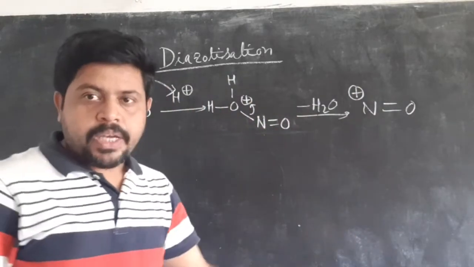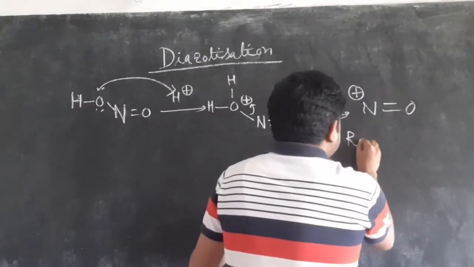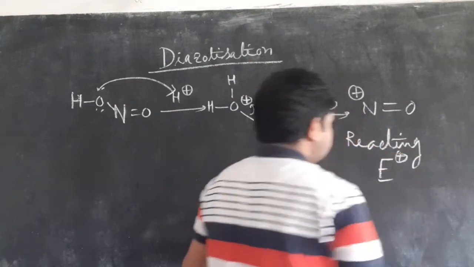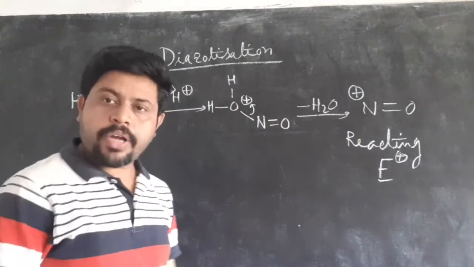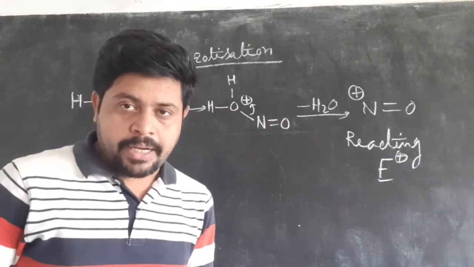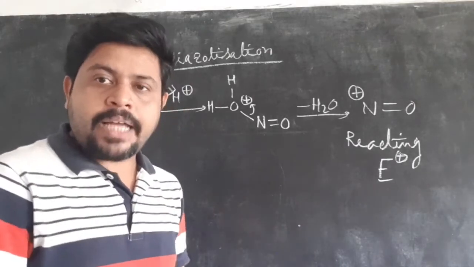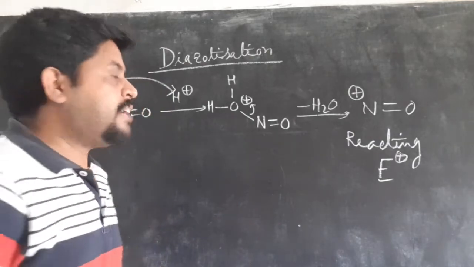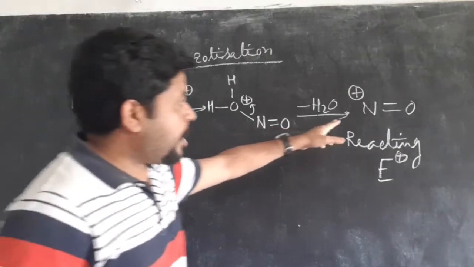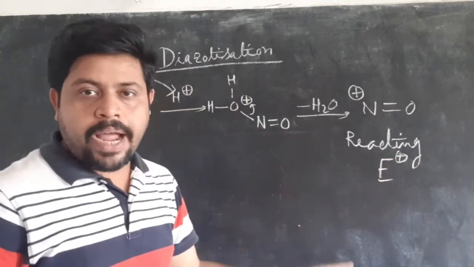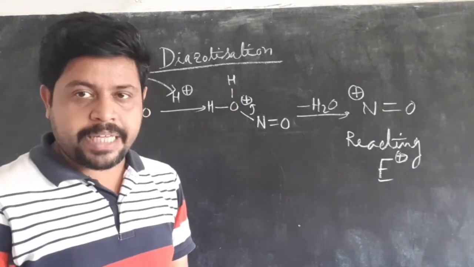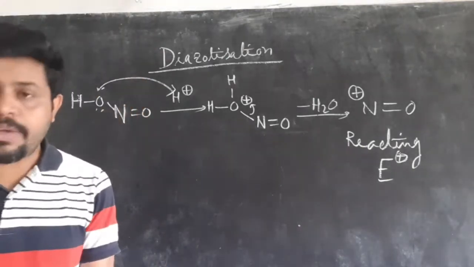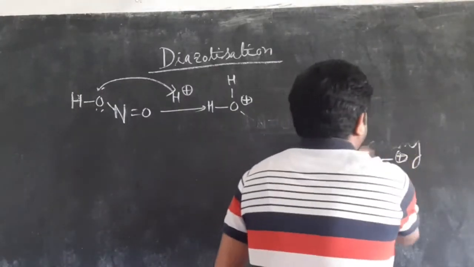NO plus is actually our reacting E plus, where E plus means electrophile. NO plus is going to react further with the primary aromatic amine, that is, with aniline. So nitrous acid is used for the production of NO plus, and NO plus is the required electrophile which will attack the primary aromatic amine. Let's see the next step of the reaction. We have to take the primary aromatic amine.